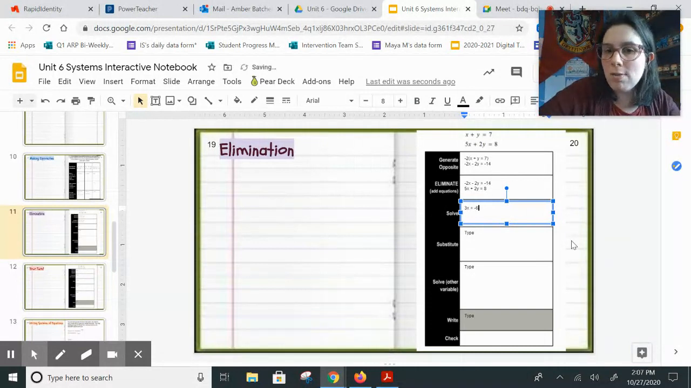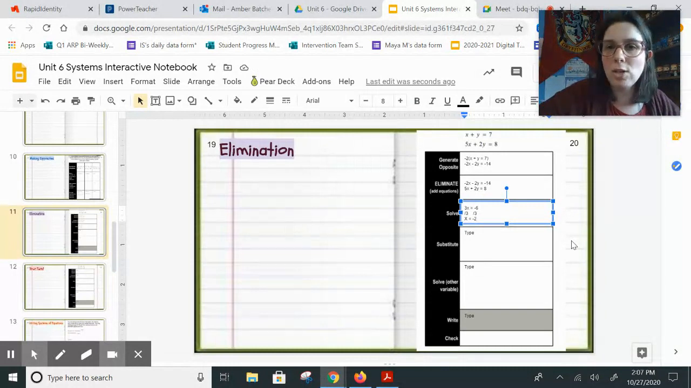And now how do we solve this? It's a one-step equation, so we get rid of the 3 by dividing, because that's the opposite of multiplying. And then what is negative 6 divided by 3? Negative 2. So x equals negative 2. We're done with that part. Remember, you have two variables, so you already have an x. Now you've got to figure out the y.